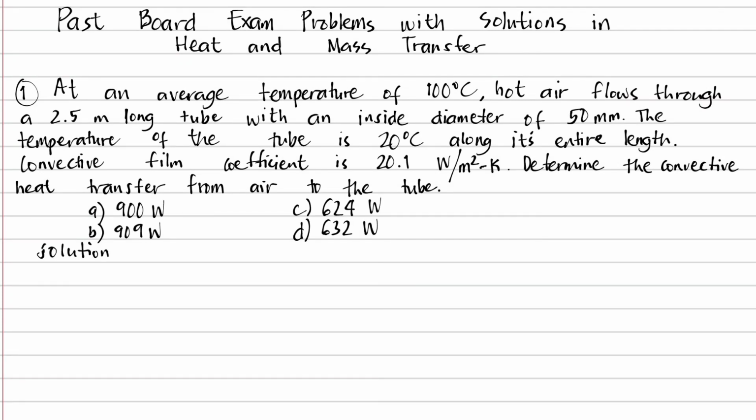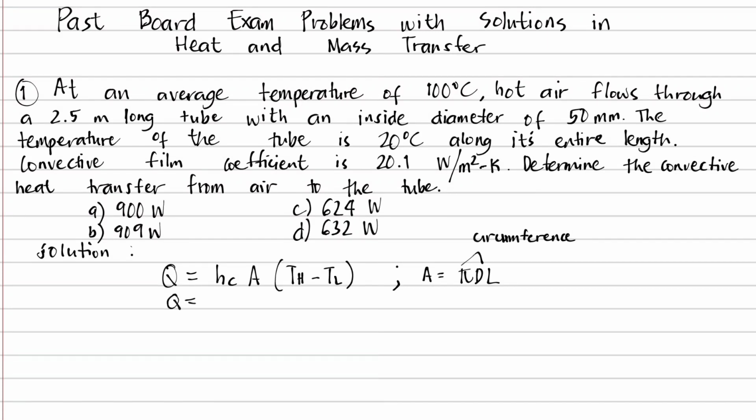Gamitin natin yung formula ng convective heat transfer, which is Q is equals to H sub C multiplied by the area and multiplied by the change in temperature. So, T high minus T low. Yung area dito, since may involved na tube, gagamitin natin is pi dl, where pi d is our circumference. Okay? Yun yung magsisilbi nating width, yung ating circumference.